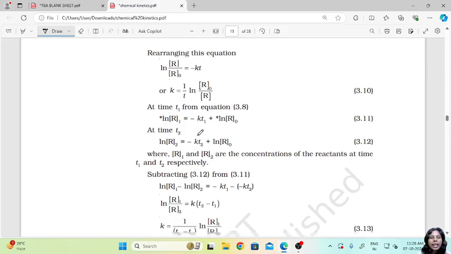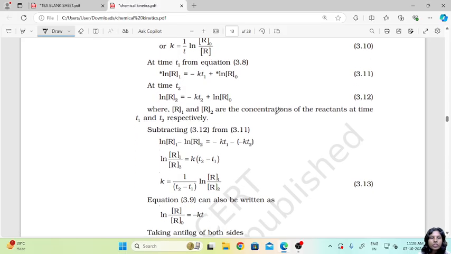So now at time t1, from the equation we can say that ln R1 will be equal to minus kt1 plus ln R0. At time t2 also we can write a similar equation, we just have to change the subscript to 2 because now the time is t2. So when R1 and R2 are the concentrations of the reactant at time t1 and t2 respectively, on substituting we get this equation.